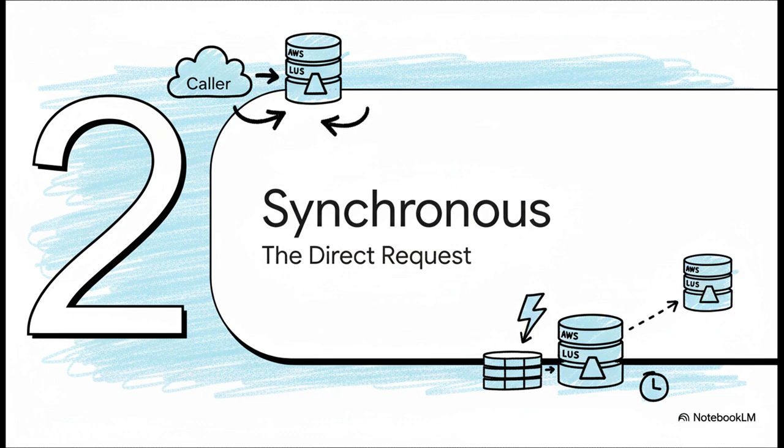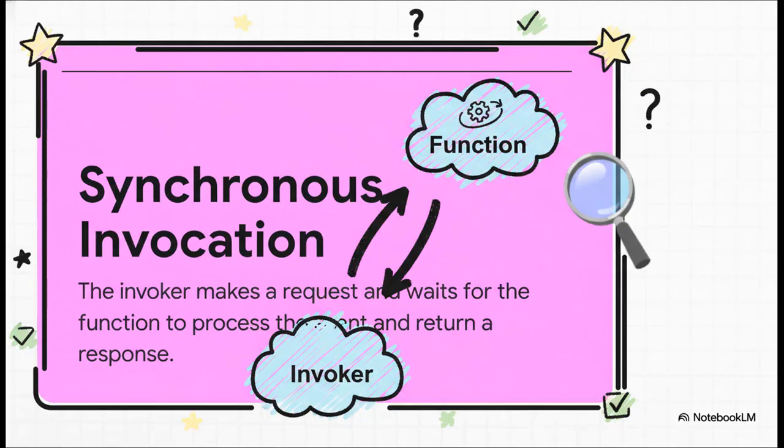So let's dig into that phone call model first, synchronous invocation. This is the most straightforward way to talk to your function. You ask a question, you get an answer. Simple as that. So to get a little more formal with a synchronous invocation, whatever is calling the function, your API gateway, a script, you in the AWS console, it sends the event and then it just waits. It's literally holding the line, waiting for your function to do its thing, finish up, and send a result back.